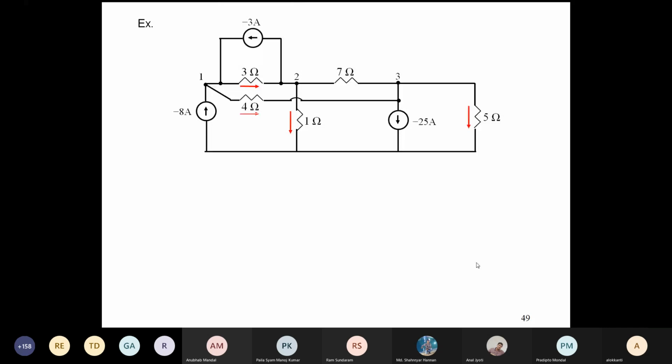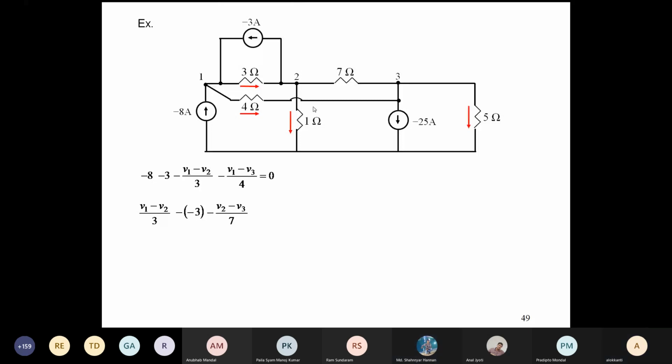Can you see? Yes, sir, V2 minus V3 by 7. V2 minus V3 is assumed in this direction, the current that is going in this direction. Obviously, one red arrow should have been given here, directing from 2 to 3, going out. And similarly, there is another current, minus V2 by 1. So that is another equation.